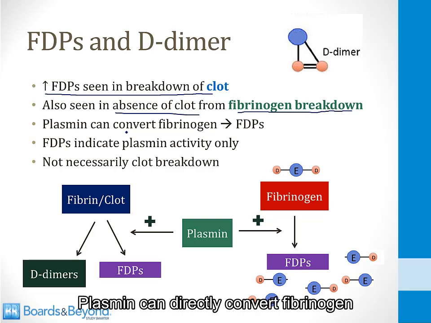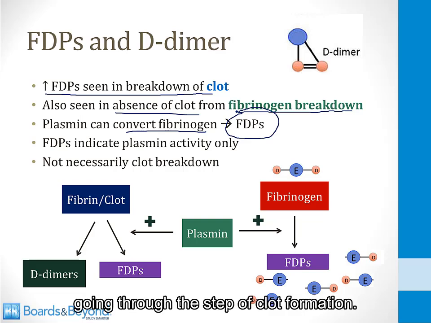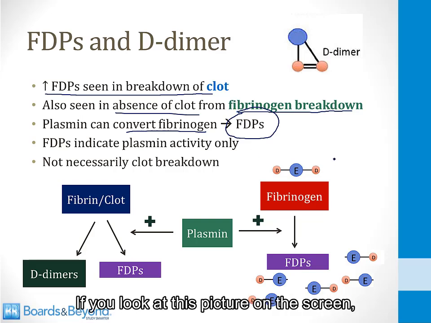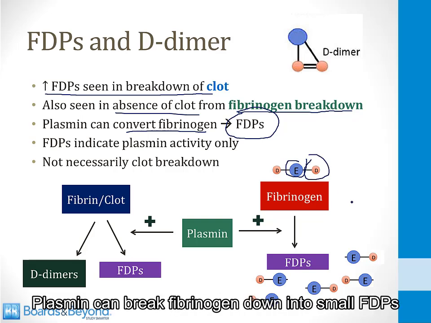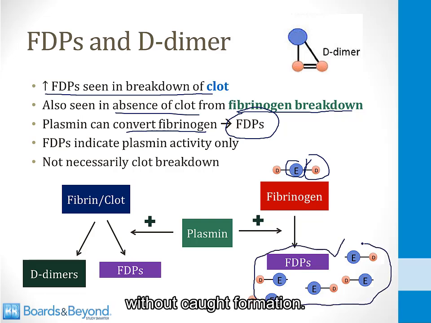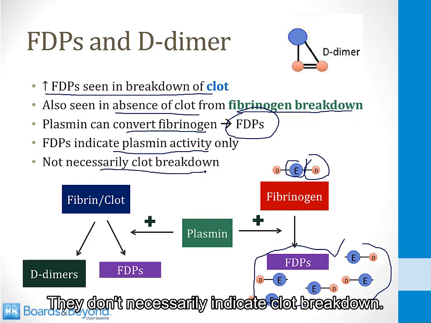Plasmin can directly convert fibrinogen into fibrin degradation products without going through the step of clot formation. If you look at this picture on the screen, fibrinogen has an E domain in the middle and two Ds on the sides. Plasmin can break fibrinogen down into small FDPs without clot formation. For this reason, FDPs only indicate plasmin activity. They don't necessarily indicate clot breakdown.